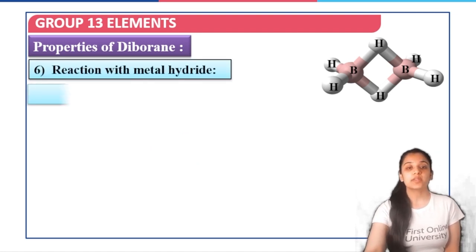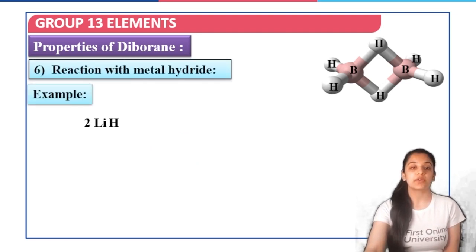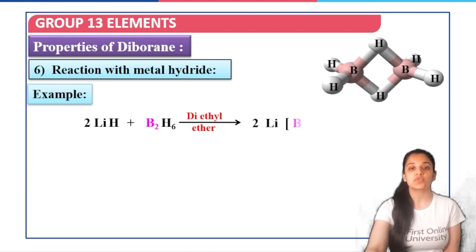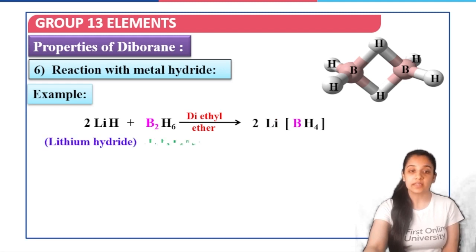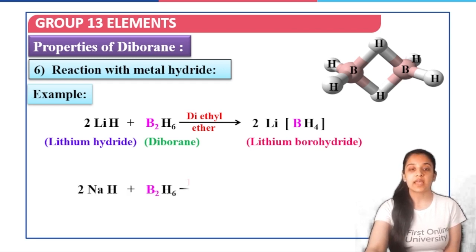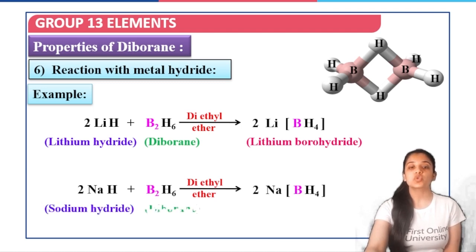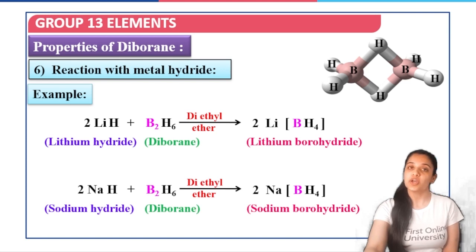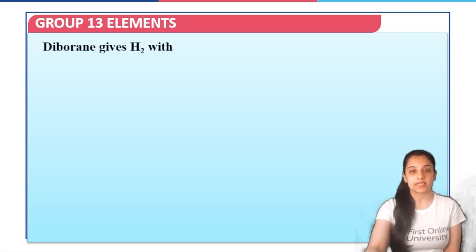Let us have a look at a particular example. Lithium hydride will react with B2H6 in the presence of diethyl ether to give lithium borohydride, Li+ BH4-. Similarly, sodium hydride reacts with B2H6 in the presence of diethyl ether to form sodium borohydride, NaBH4. We have studied this many times.